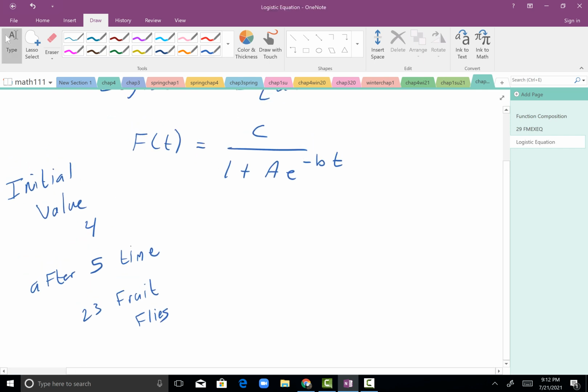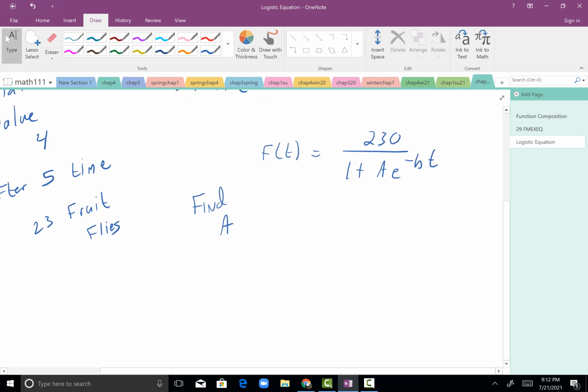So now we're going to go ahead and work this out. It tells us that the carrying capacity is 230, so I'm going to put that there. 1 plus. I don't know what A is and I don't know what B is, so I need to find those. The first thing I'm going to do is find A.